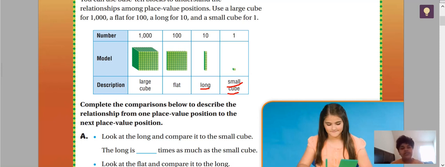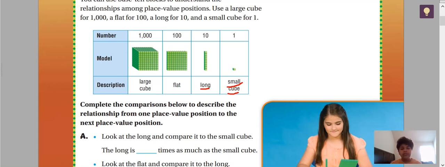If you know the answer right now, pause the video. Try to answer this question, and once you're done answering this question, unpause the video, and we'll go over it together. Do you know your answer? Well, if you do, let's solve it together. It's saying look at the long and compare to the small cube. The long is blank times as much as the small cube. How would you solve this question?